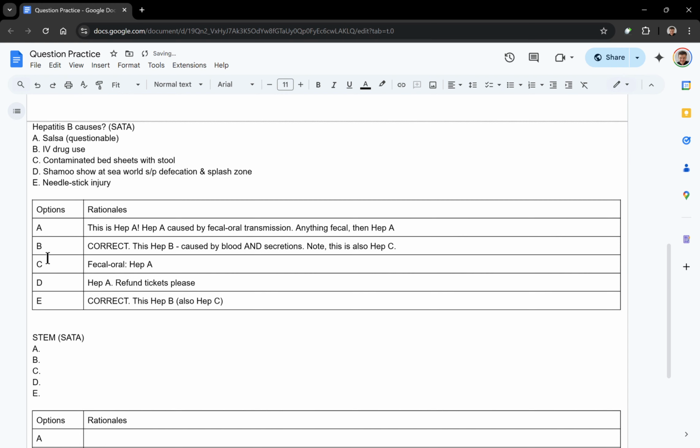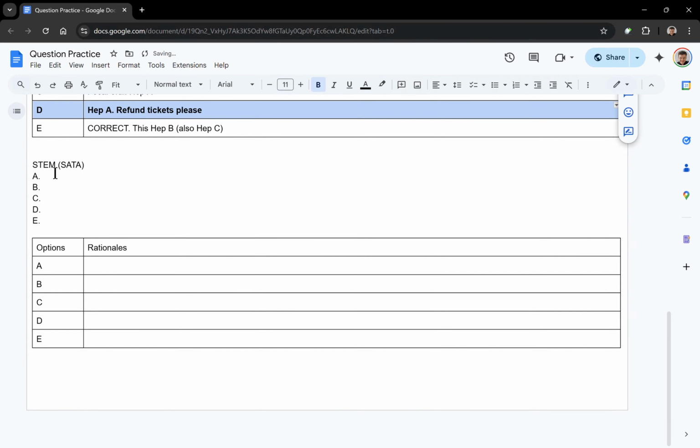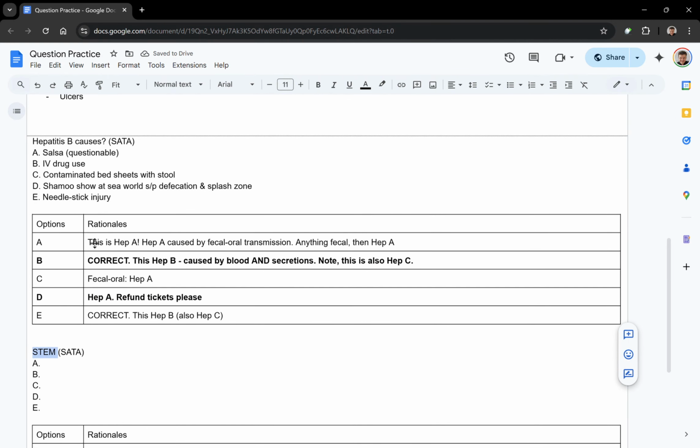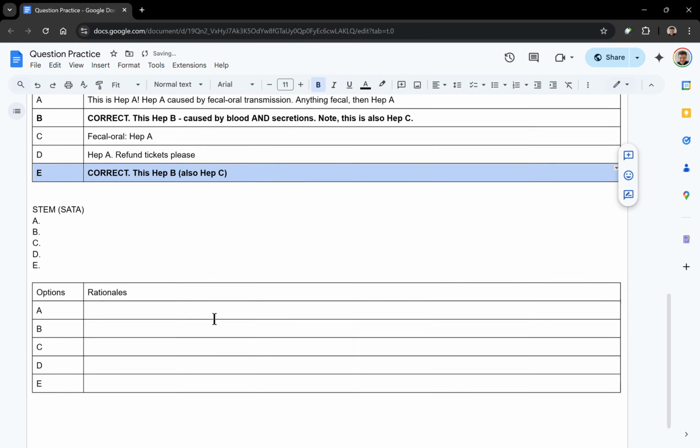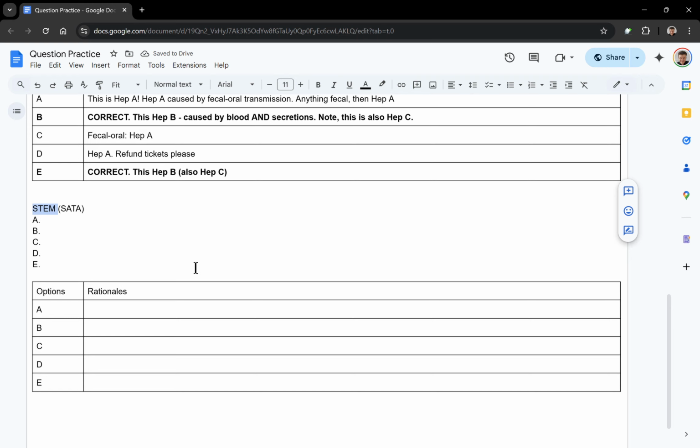So let's go ahead and bold this one here so we know which ones are correct. Okay, so to Hep B here. All right, so then next one, you would do the symptoms. So you had causes, you want symptoms. Hepatitis, which one?